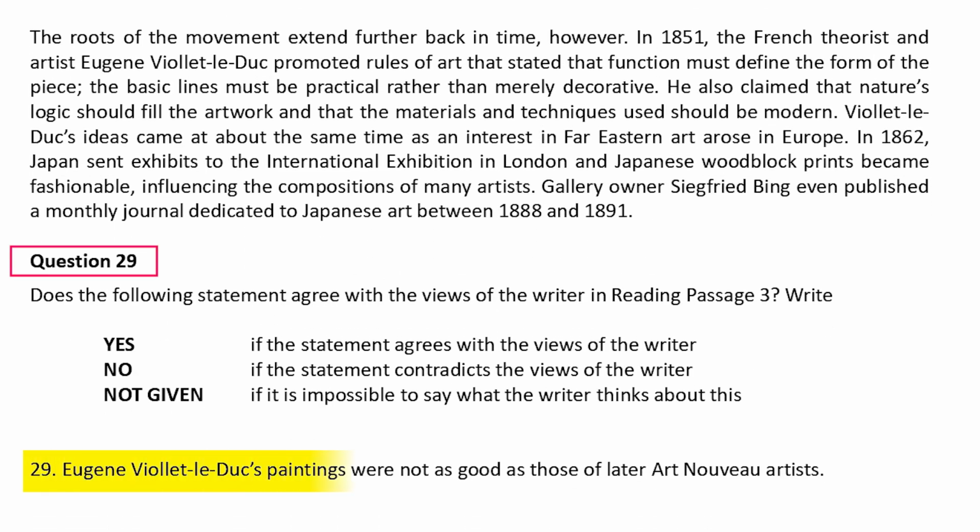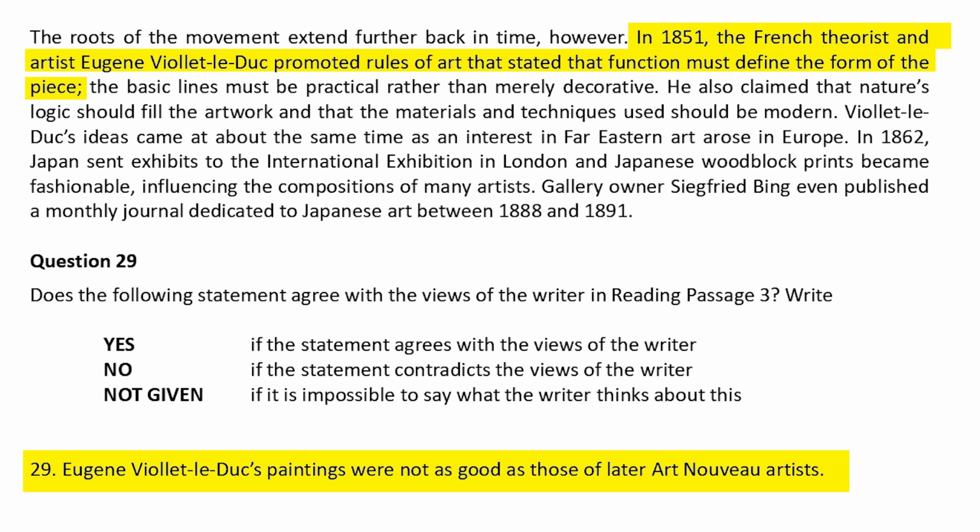Eugene Viollet-le-Duc's paintings were not as good as those of later Art Nouveau artists. Let's find what the passage actually says. In the third paragraph, we're told, in 1851, the French theorist and artist Eugene Viollet-le-Duc promoted rules of art that stated that function must define the form of the piece. He also claimed that nature's logic should fill the artwork and that the materials and techniques used should be modern. So we get a good idea of his ideas, his philosophy about art. But what about his actual paintings?